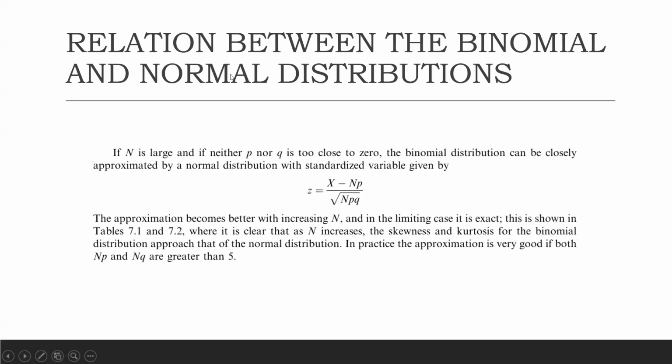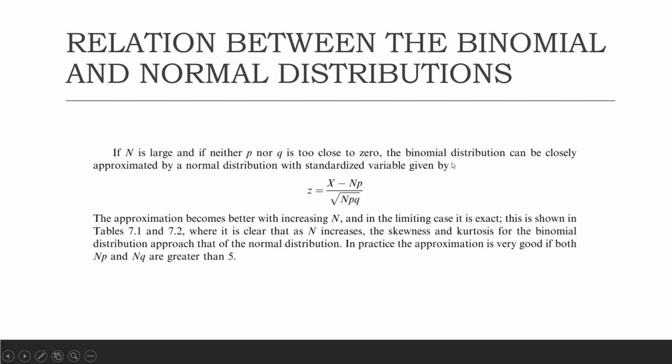Relation between the binomial and normal distribution. This is not a newly defined equation. This is only the relationship between the binomial distribution and the normal distribution. If n is large and if neither p nor q is too close to zero, then the answer will be very close to zero.